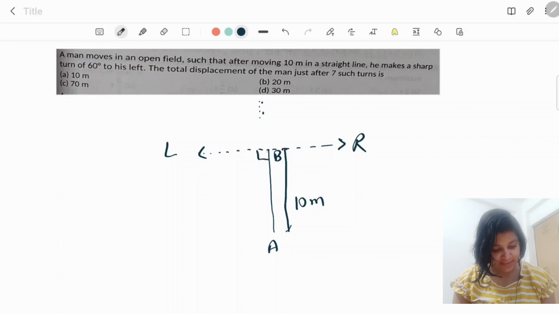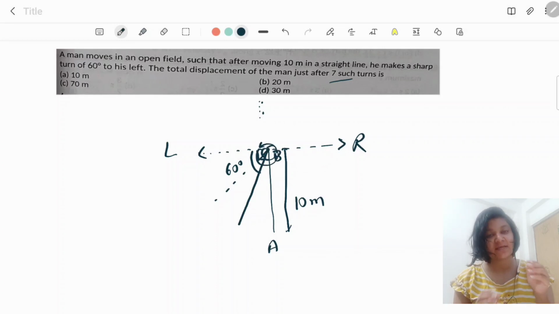So this is a 90 degree angle. This will be approximately 45 degree. 60 degree will be somewhere around here. So this angle is 60 degree. So he is standing here, but he is turning like this. And he is making 7 such turns. So another 60 degree, another 60 degree, and so on.